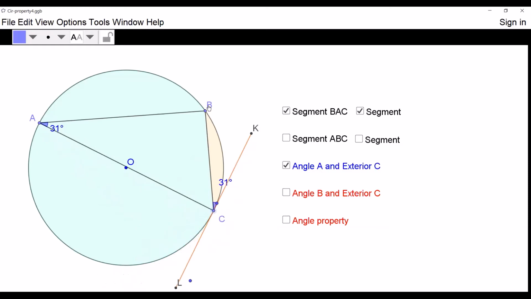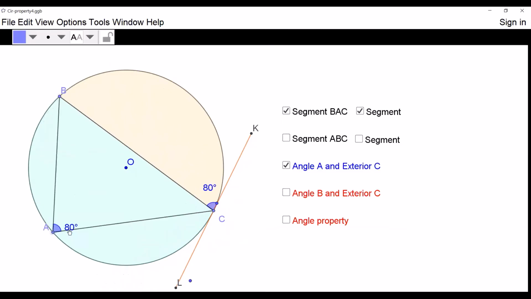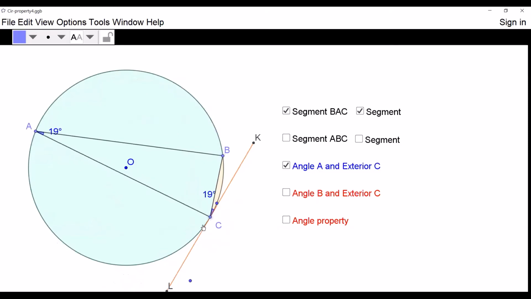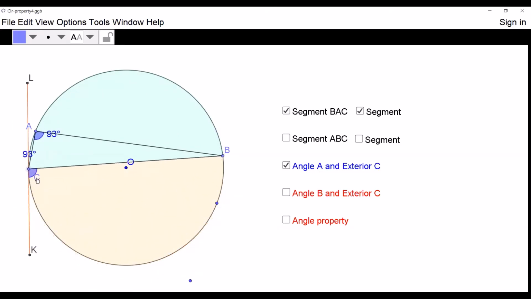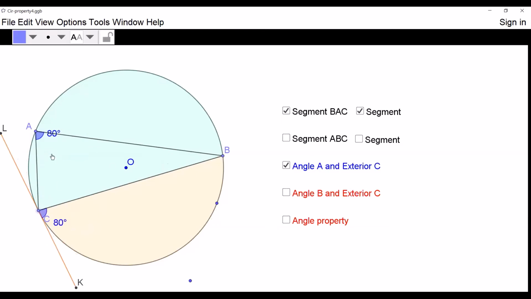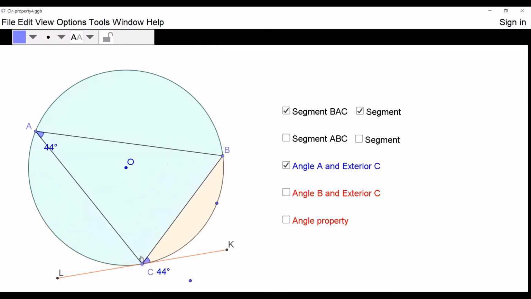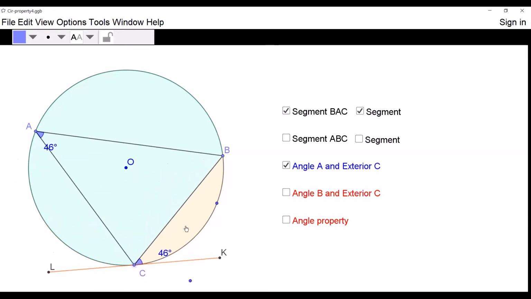31 here, 31 there. 80. So it is 80 here and 80 as well. So we can see that the angles in the alternate segment are the same in this case. So let us now explore for the other exterior angle.